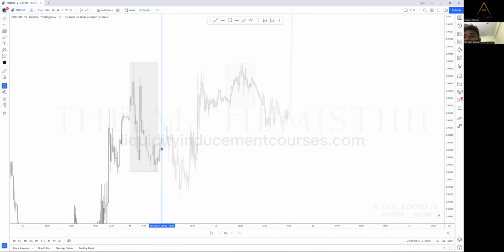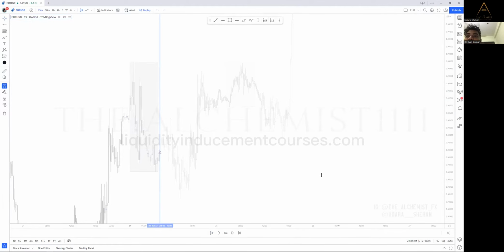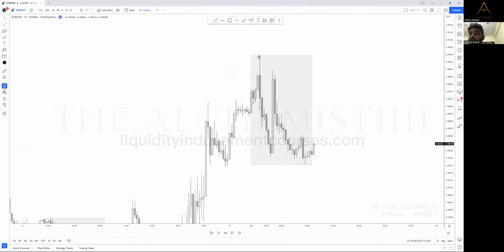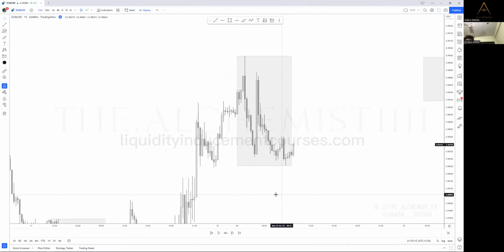Okay, so look at this one. This was Monday. I showed you, right? There were no high impact news. So what has Asia done? Asia has created a strong high. Liquidity taken, structure broken.